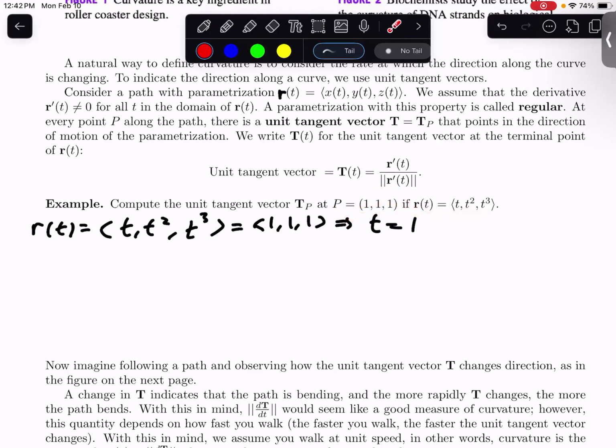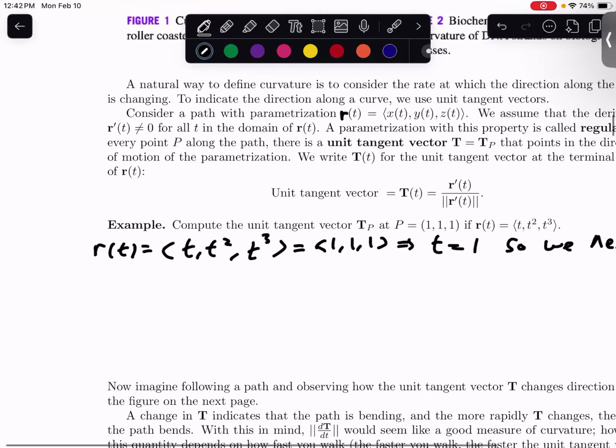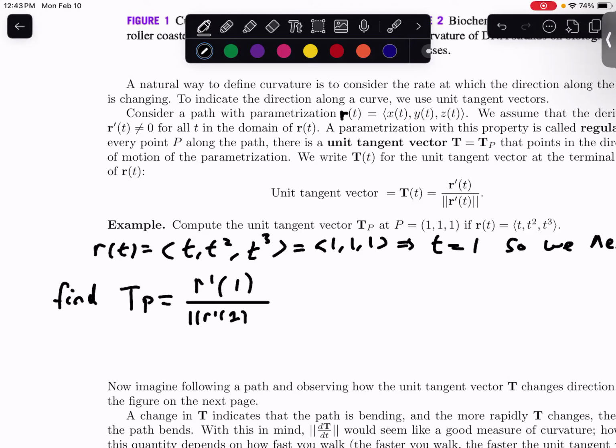And so what we need to find is the following. We ultimately want to find the unit tangent vector at this point. So we need to find T_P, the unit tangent vector at P. By definition, this is equal to r prime evaluated at 1 divided by the magnitude of this vector at t equal to 1.